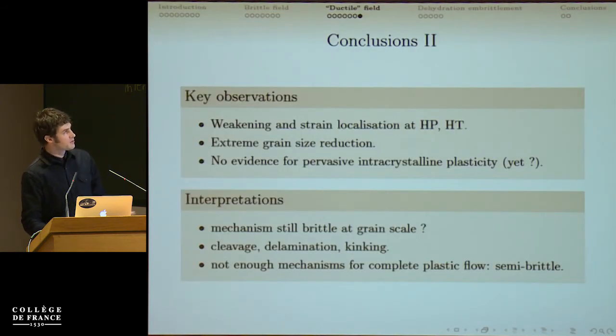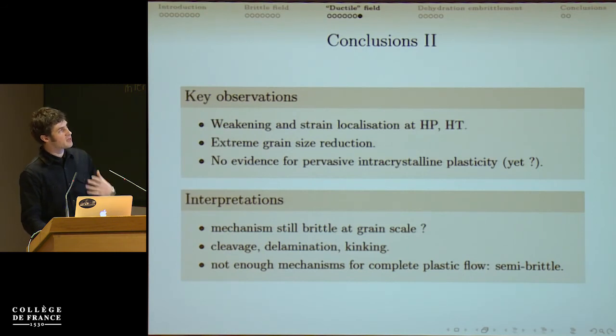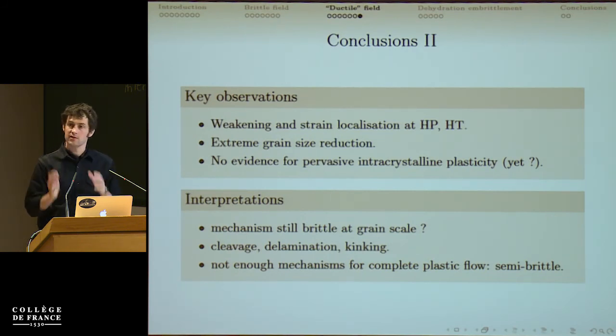So the key observations from this study, again, are preliminary. We have to do a bit more work to quantify this and see whether we have amorphous materials, which is very likely. But again, we see a weakening and localization at high pressure and high temperature. So this rock is still brittle. We have extreme grain size reduction, and we have no evidence for pervasive intracrystalline plasticity outside the main shear zone.